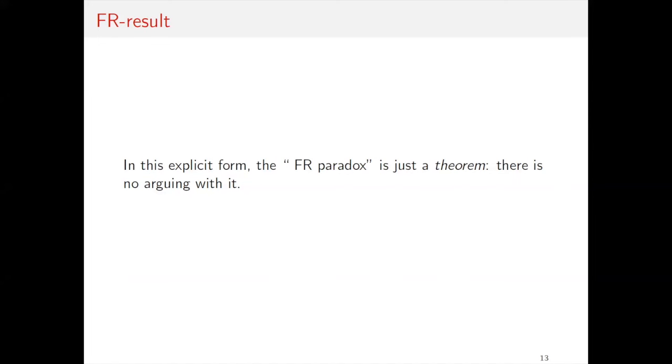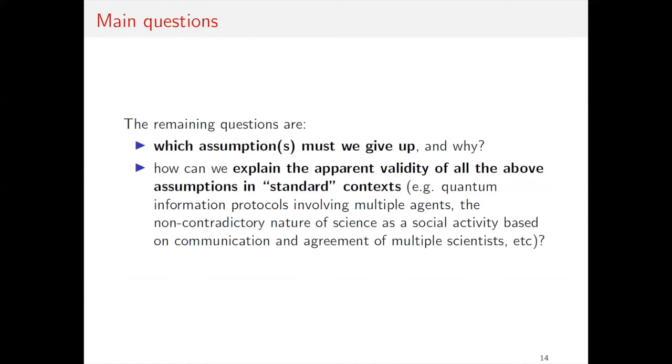In this explicit form, the FR paradox is a theorem. There's no arguing with it. You get a contradiction. Now, which assumption must we give up and why, right? So clearly something is wrong with these three principles. And how do you explain then the apparent validity of all these three assumptions in any standard context?